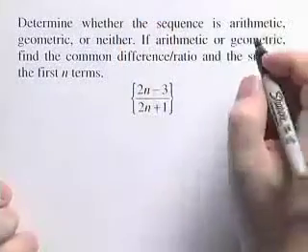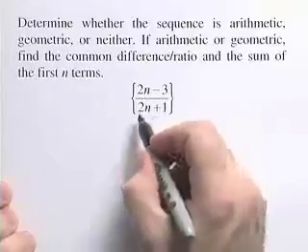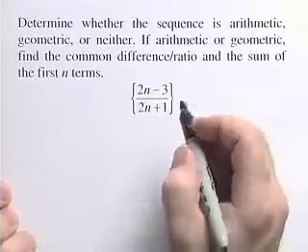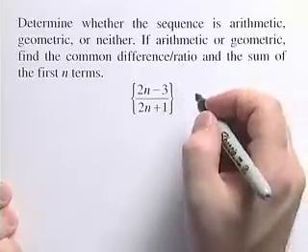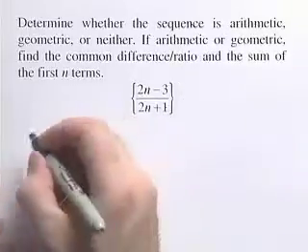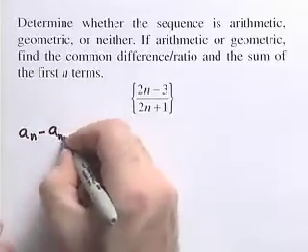Here again we're given the general form of a sequence, and we're asked to determine if this sequence is arithmetic, geometric, or neither. Our general term is (2n - 3)/(2n + 1). To determine if the sequence is arithmetic, we need to look at the difference between consecutive terms. That is, we want to find a_n minus a_(n-1).